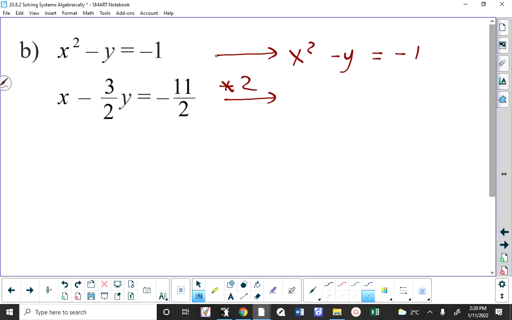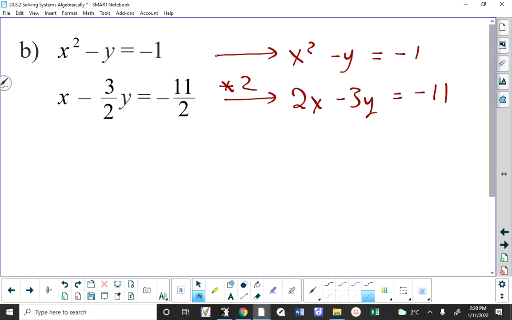And I should. So 2 times the x is 2x. 2 times -3/2 times y is -3y. And 2 times -11/2 is -11. That's, in my mind, everybody, just the preliminary. Get rid of the fractions.